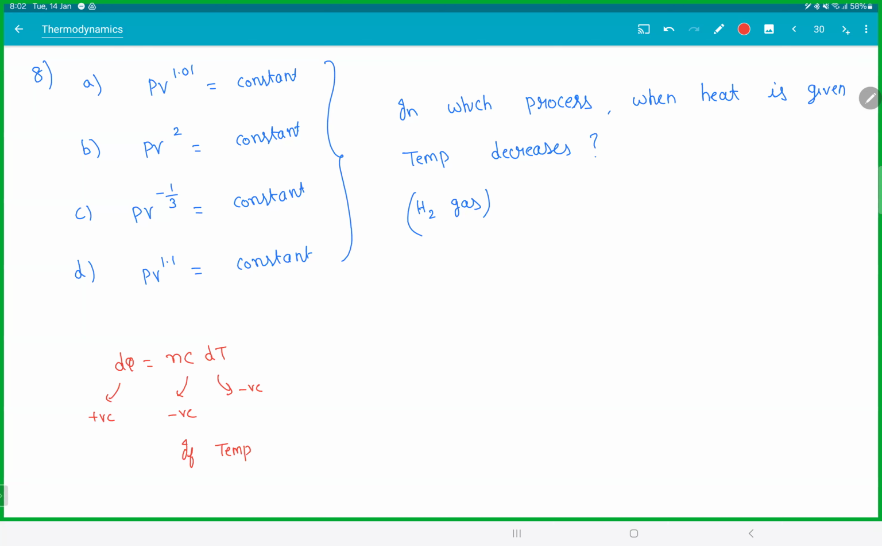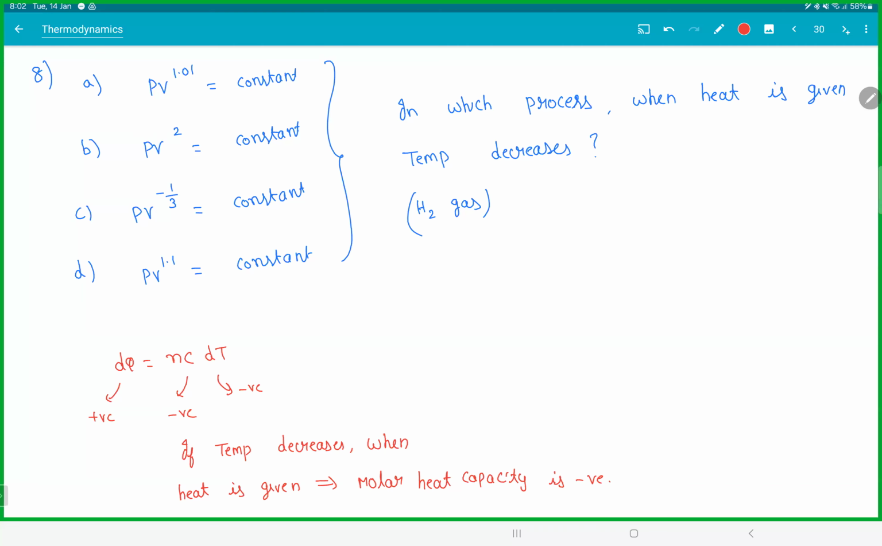Think about it. dq is positive, dT is negative, so C has to be negative for this to be positive. If temperature decreases when heat is given, that means C is negative. This implies molar heat capacity is negative. You need to figure out that part. If you don't, then you'll be lost. Once you got that, it is simple.